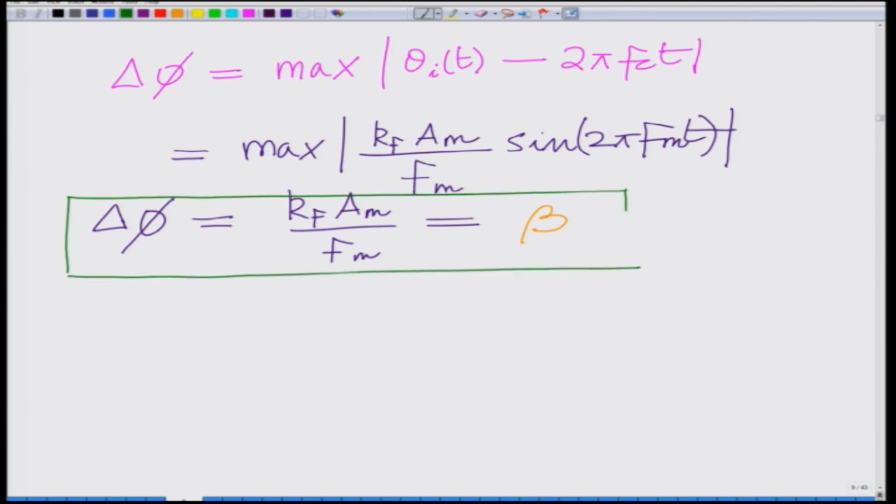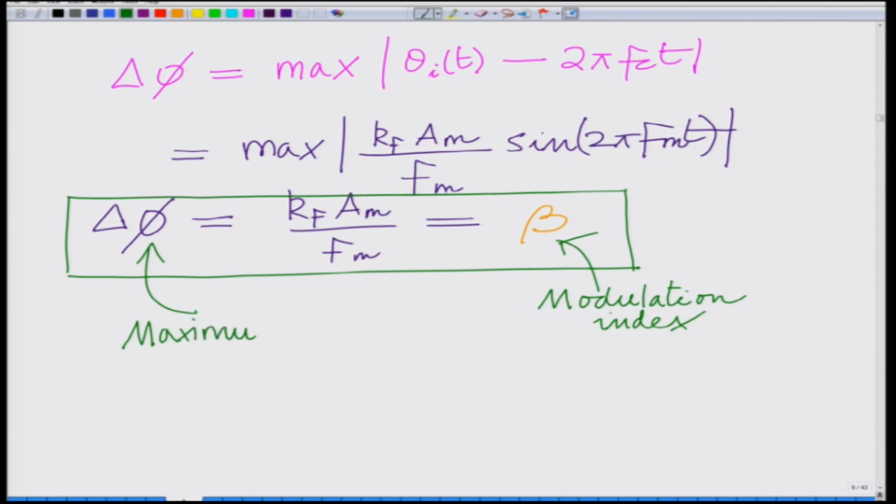So, again the modulation index beta for the frequency modulation also is equal to your phase deviation. So, this is nothing but your beta, which is basically your modulation index, and this is the maximum phase deviation. Again it can be seen that even for the case of frequency modulation, the modulation index is also equal to the maximum phase deviation.